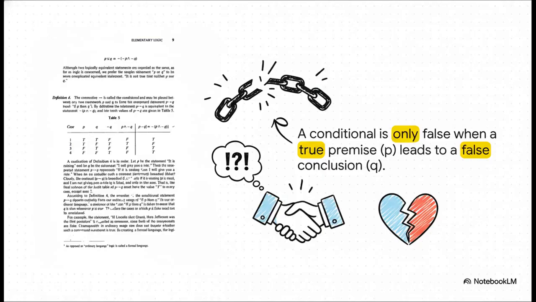Now, this truth table, it has a weird little quirk that trips people up at first. As you can see, the only time a conditional statement is considered false is in case 2. That's when the premise P is true, but the conclusion Q turns out to be false. You can think of this as a broken promise. That's it. That's the only time it's false.